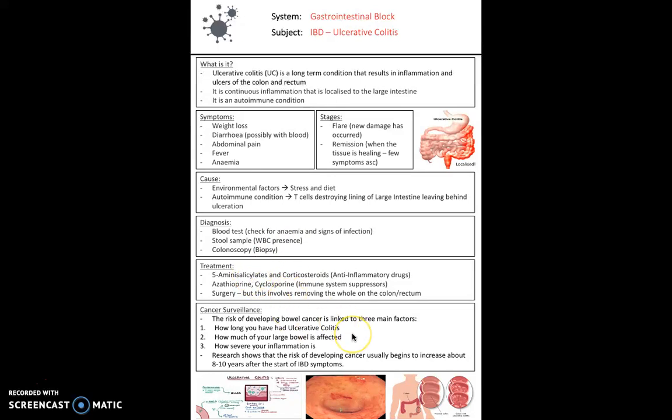We can treat it with corticosteroids, so anti-inflammatory medication. We can treat it with immune system suppressors as well, and also surgery, but this involves removing the whole of the colon and rectum. So it has a large impact on the patient's life if you do go ahead with that treatment.